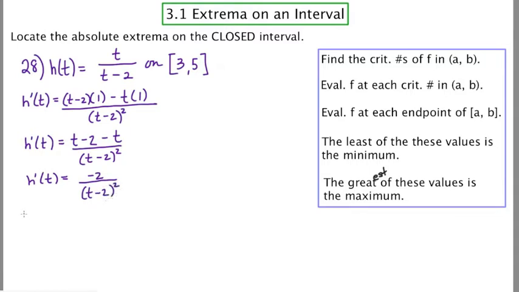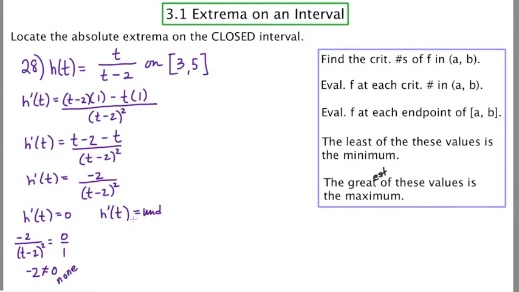And we've got to ask our two fundamental questions for critical numbers, and that is, where is the derivative equal to 0, and where is the derivative undefined? Where is it equal to 0? Well, if I take negative 2 and put that over t minus 2 quantity squared, and I set that equal to 0 over 1, and I cross multiply, you're going to end up getting negative 2 equals 0. We know that this is nonsense, so our conclusion here is that there's none. There's no critical numbers.